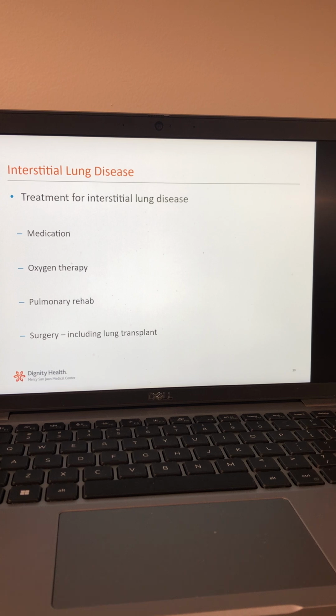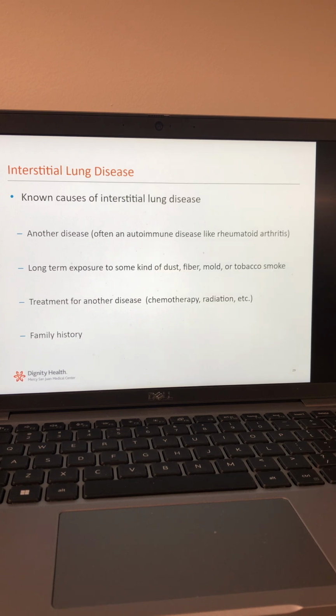I'm going to jump back real quick to the known causes. Treatment for another disease or condition: there are at least 2 known medications that can cause interstitial lung disease.